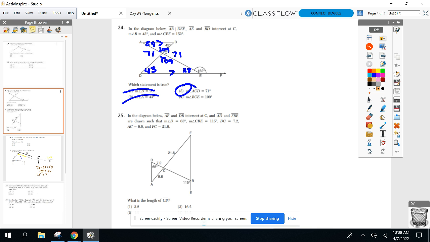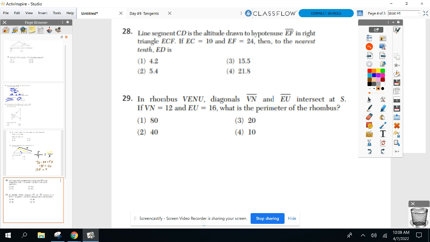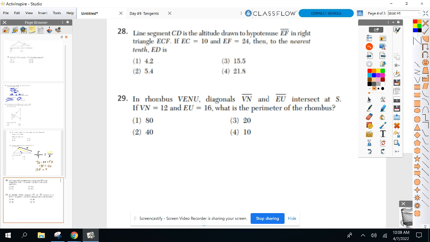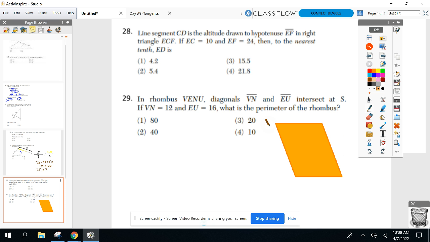29. Take a look at 29, everyone. Okay, we got a little rhombus action going here. It's V, E, N, U. The diagonals intersect at S. VN is 12, EU is 16. Okay, here we go. What do you know about the diagonals of a rhombus? Got to know a couple properties here. I'm looking for two specific.